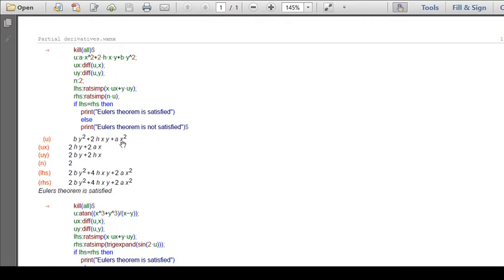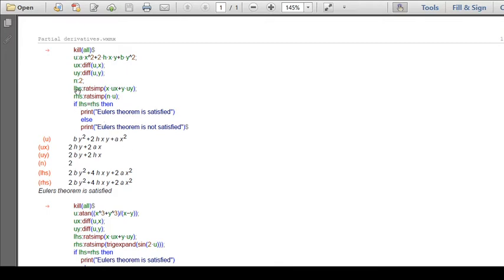If you partially differentiate this with respect to x, we know that y is constant, therefore the derivative of by square is 0. 2hy is constant, the derivative of x is 1, so 2hy will remain, plus a is constant, the derivative of x square is 2x, so 2ax. Similarly, the partial derivative of u with respect to y: the derivative of y square is 2y into b, so 2by, plus 2hx, the derivative of y is 1, plus the derivative of ax square is 0. Now, the n value, that is the degree of homogeneity, is 2.